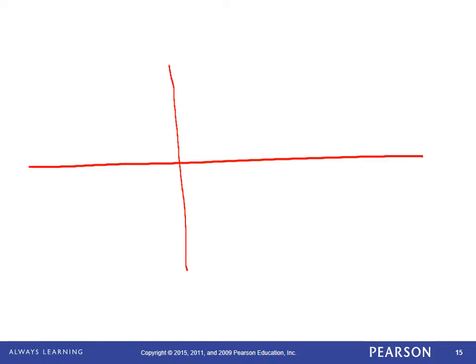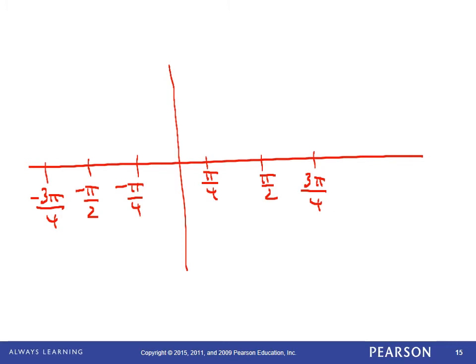Alright, so let's get started here. First things first, I'm going to make my grid here. Everything is in terms of pi over 4. So let me make everything in terms of pi over 4. I have a pi over 4 here, 2 pi over 4 technically, 3 pi over 4. I'm going to go backwards as well, negative pi over 4, technically negative 2 pi over 4, negative 3 pi over 4.